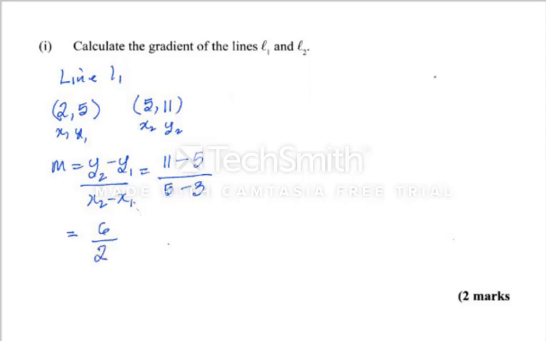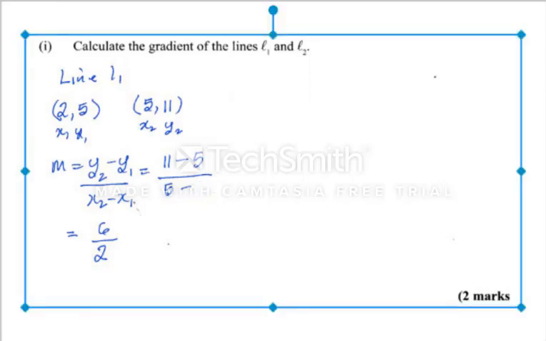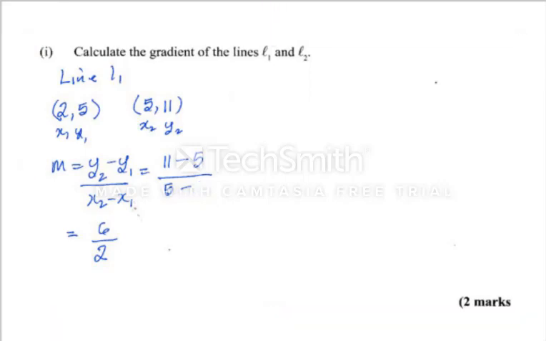Sorry, this shouldn't be 3, it should be 2. So this is 5 minus 2. So it becomes 6 over 3. So the gradient of L1, m1, is equal to 2.